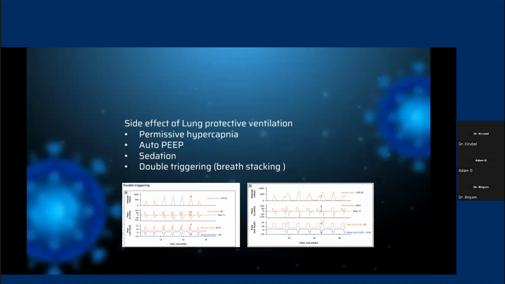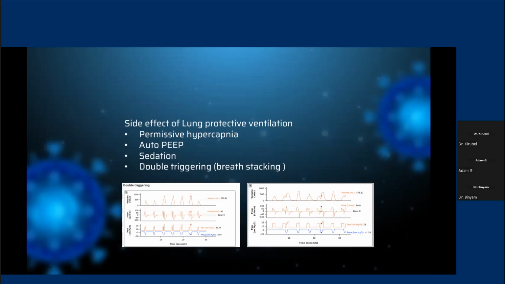So what are the side effects of this lung protective ventilation? Especially since we are using low tidal volume, the patient will develop hypercapnia, permissive hypercapnia. The patient might also develop auto PEEP, and they might need sedation because they need more tidal volume to ventilate, or because of desynchrony, so they should be sedated. Sedation is one of the issues.